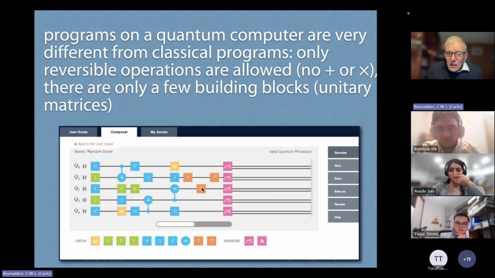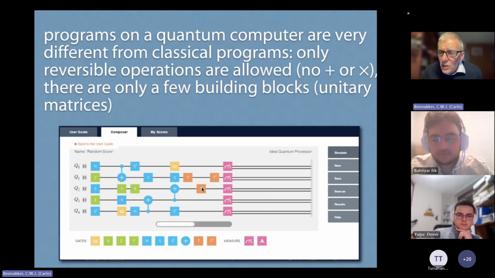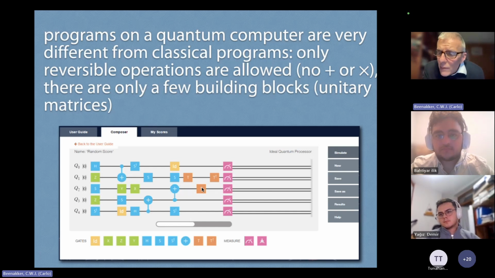X, Y, and Z are simple logical operations. The X is the not operation. The not operation is reversible, so that's good. The Z is a simple operation where, if the qubit is 0, I don't do anything. If it's 1, I multiply by -1. So 0 becomes 0 and 1 becomes -1. That's the Z operation. The Y is a combination of X and Z. It's slightly more complicated. It's both not and this plus or minus 1. There are other ones. There's an H, there's an S, and a T, but this is pretty much it.